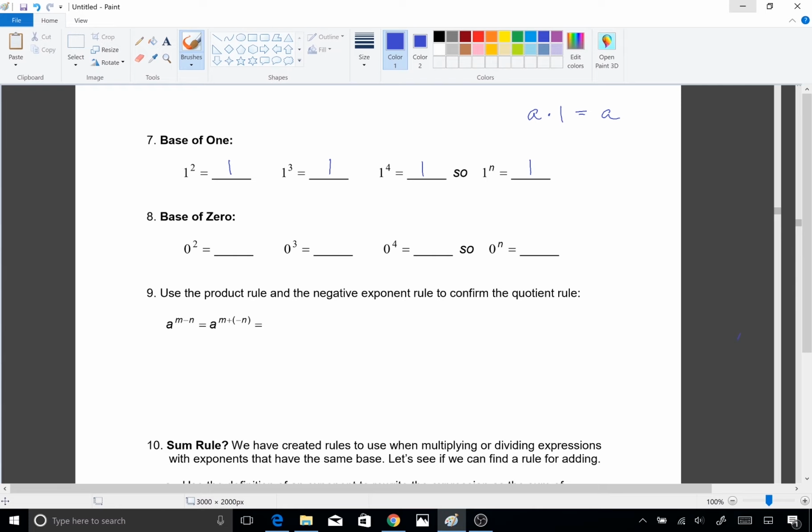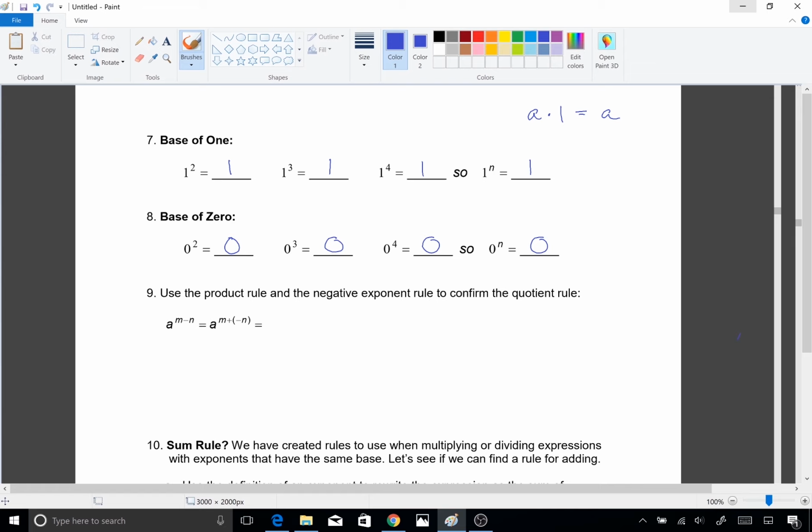0 times 0 is 0. 0 cubed will be 0 times 0 squared, which is 0. 0 to the 4th is 0 times 0 cubed, which will be 0. And so 0 to the nth must be 0. It's just 0 times 0 times 0, n times.